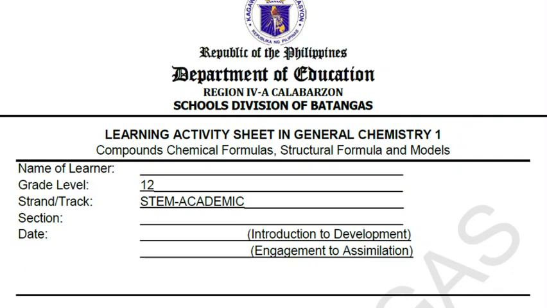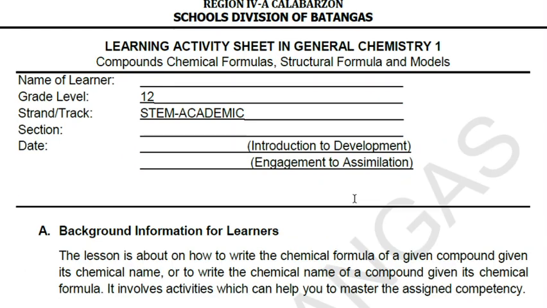Hi guys, this is LAS number 6 in General Chemistry 1, entitled Chemical Compounds: Formula, Structural Formula, and Models. Again, this is a run-through of the activity sheet provided by the school's Division of Batangas to General Chemistry 1 students in senior high school.